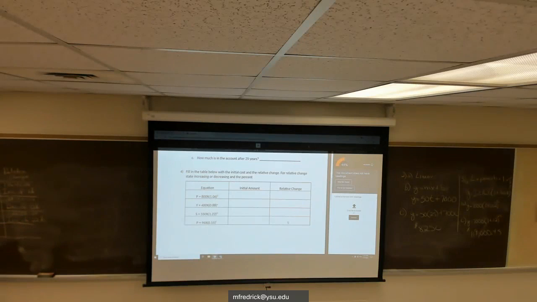Last one, 96 for initial amount, increase or decrease? Decrease. Because when we take 5,500 and subtract 1, we get a negative 4,500, which is a decrease of 45. Any questions on that? Yes.